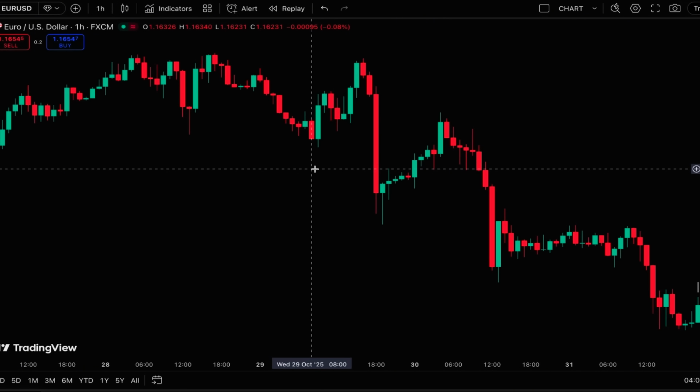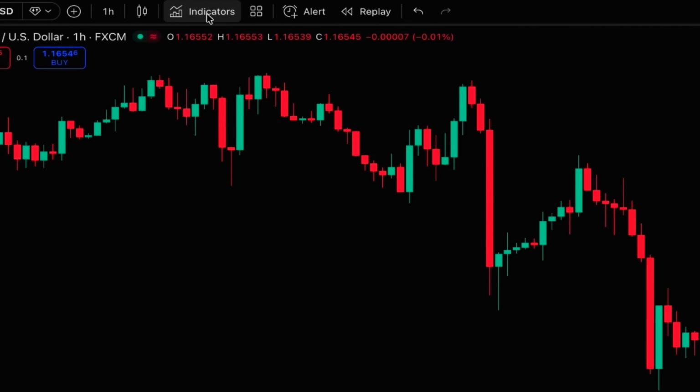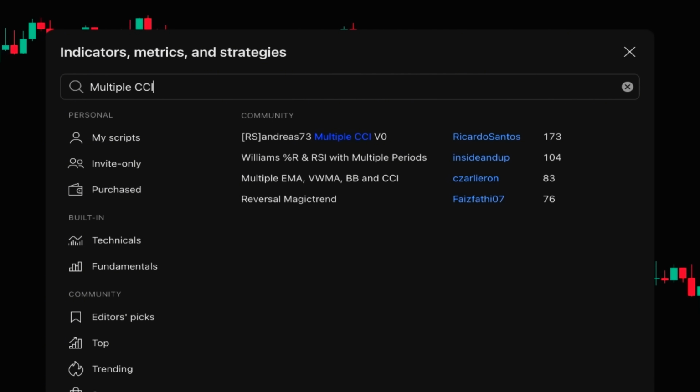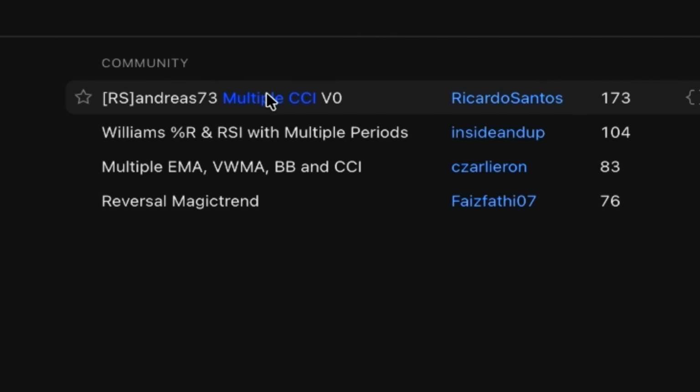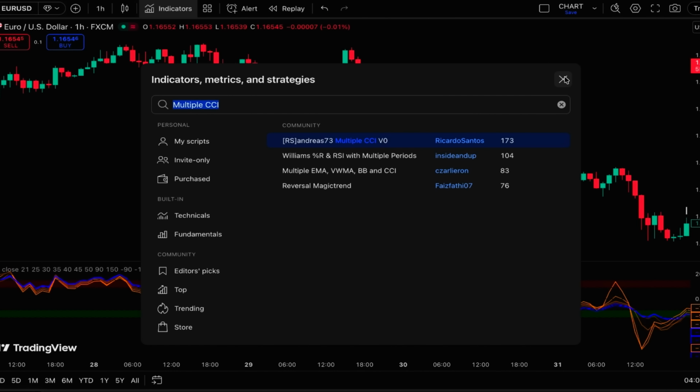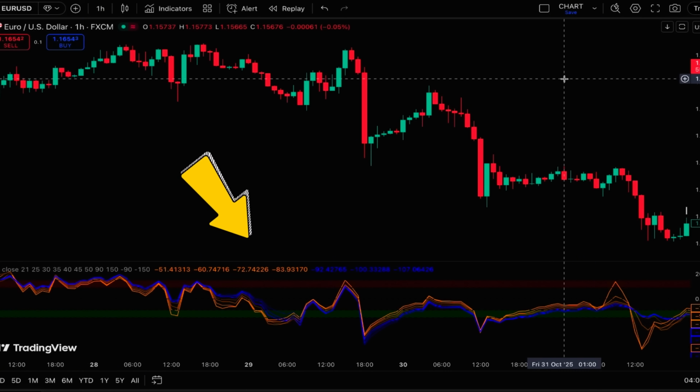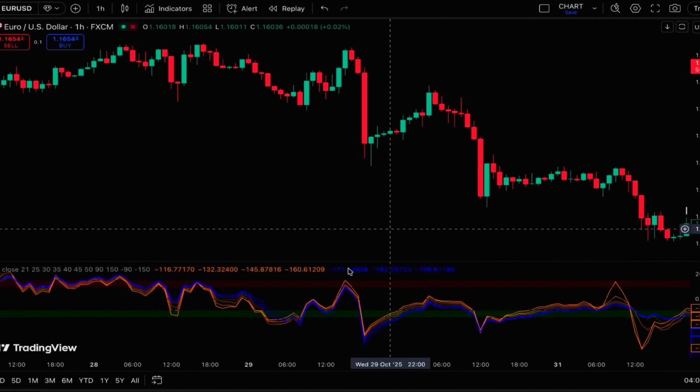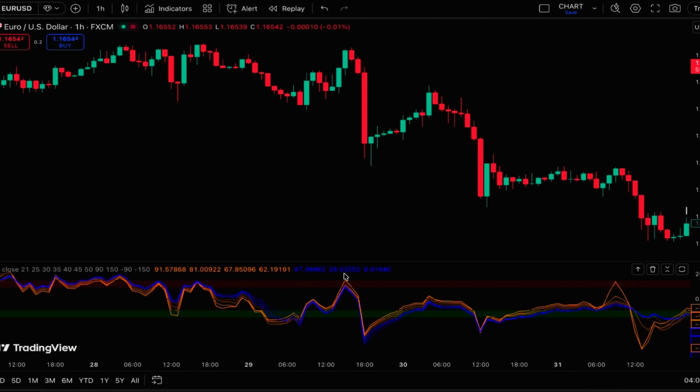First, let's add the CCIs. Here we click on indicators and we search multiple CCI. This one, which is written by Ricardo Santos. When you add this indicator, 7 CCIs are added to the chart, but we need 2 CCIs and we should give them the settings that we need in our trading strategy.